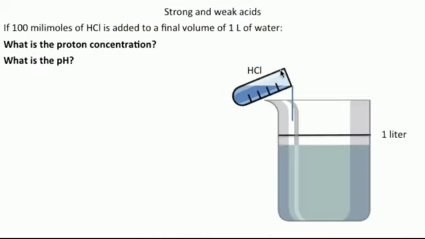But let's look at buffering, and I'm going to begin by looking at a strong acid. Let's say that we have a concentrated solution of hydrochloric acid, and we dump it into a liter of water, and we add a total of 100 millimoles of hydrochloric acid. What will the proton concentration be, and what will the pH be? Will you calculate that quickly? These are the most basic understandings you'll need. Hydrochloric acid is a strong acid, which means the proton and the chloride completely dissociate.